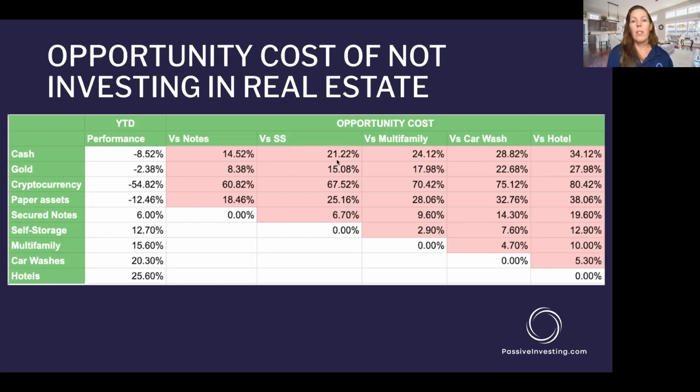You can see cash versus self-storage, multifamily, car washes, and hotels. So take a screenshot of this. Like I said, all I did was follow the math of opportunity cost and dropped everything in there, and this is what it yielded. Cryptocurrency, again, is amazing when the price is running up, but right now it's not. This year alone, cryptocurrency versus notes, you've taken almost 61% opportunity cost there. So it's kind of hard to refute the math, I guess is what I'm trying to say.